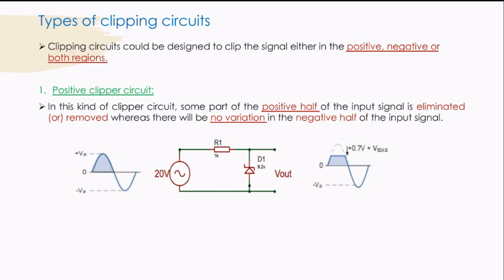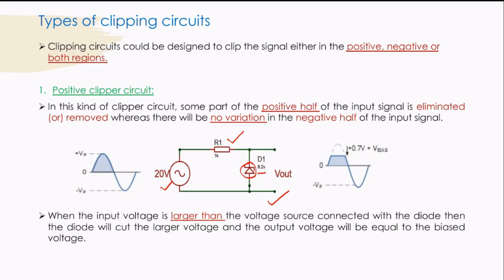If you see here, this is a circuit for the positive clipper, in which this is the voltage source. This is the Zener diode with the voltage 6.2 volts. And this is the resistor with 1 kilo ohm resistance. And when the input voltage is larger than the voltage source connected with the diode, then the diode will cut the larger voltage and the output voltage will be equal to the biased voltage. That's why if you see here under the positive half cycle of the input signal, we can observe the signal which is clipped. Whereas under the negative half cycle, it is completely shown.